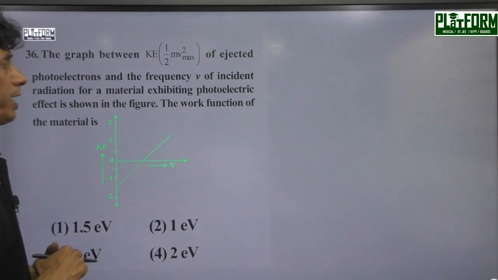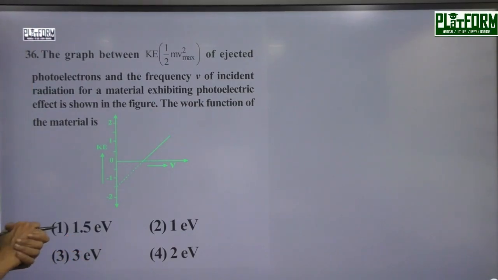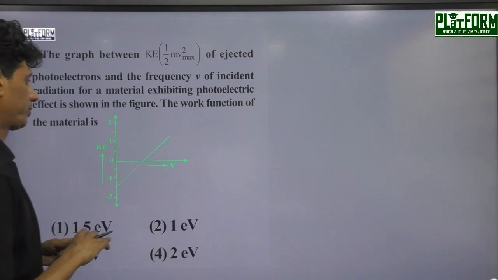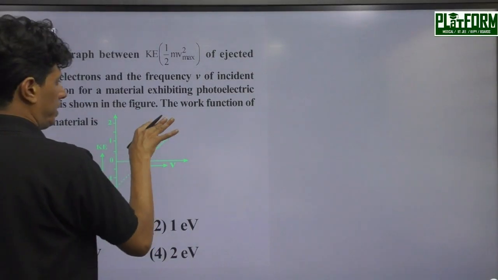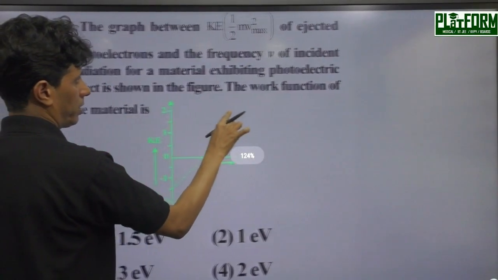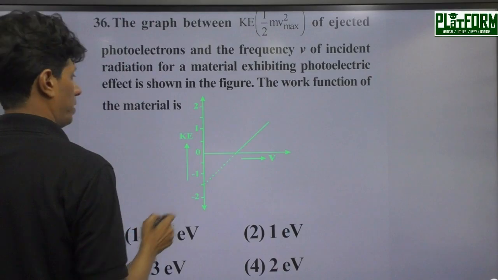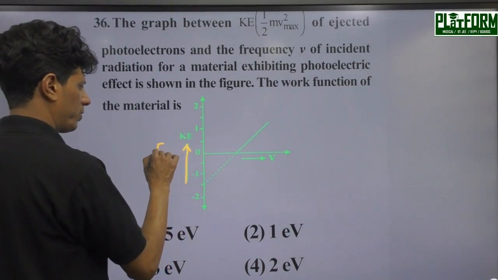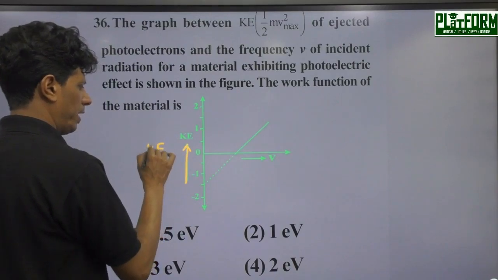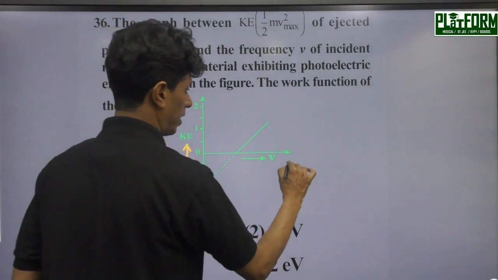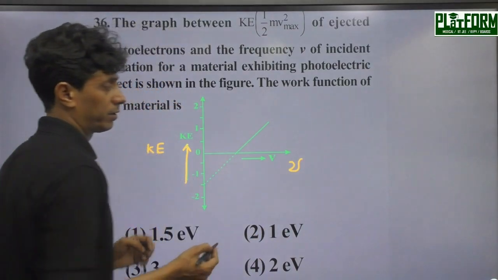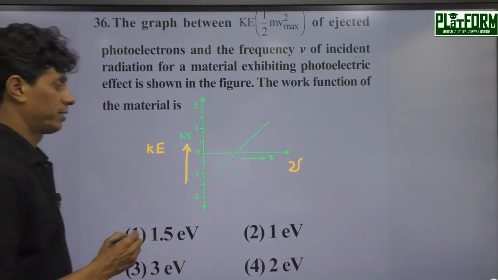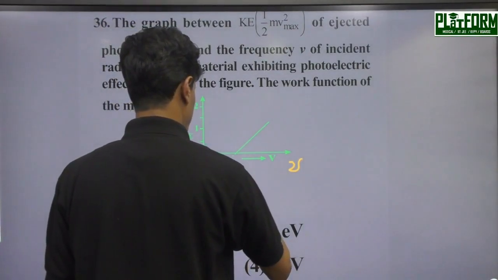Graph between the kinetic energy of ejected photoelectrons and the frequency nu of the incident radiation. Here along the y-axis is kinetic energy, and along the x-axis is given frequency, and it is a straight line.